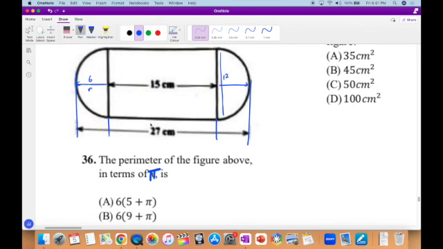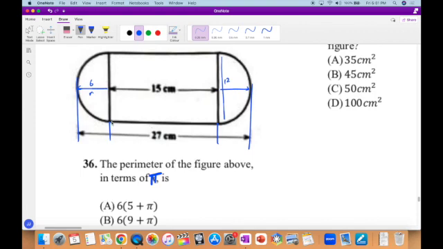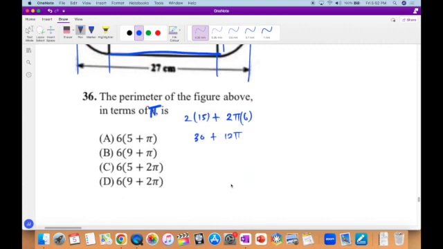So now we want the perimeter. So the perimeter will be this 15 plus this 15. So that is 15 times 2 plus the circumference of one circle. So the circumference of one circle is 2 pi r, which is 6. So r is 6, right? So that'll be 30 plus 6 2s are 12 pi. And of course, if I pull the 6 out, 6 5s are 30 plus 6 2s are 12. So the answer is C.